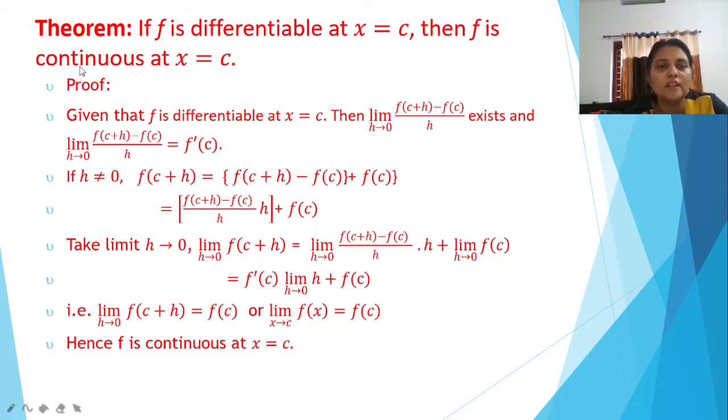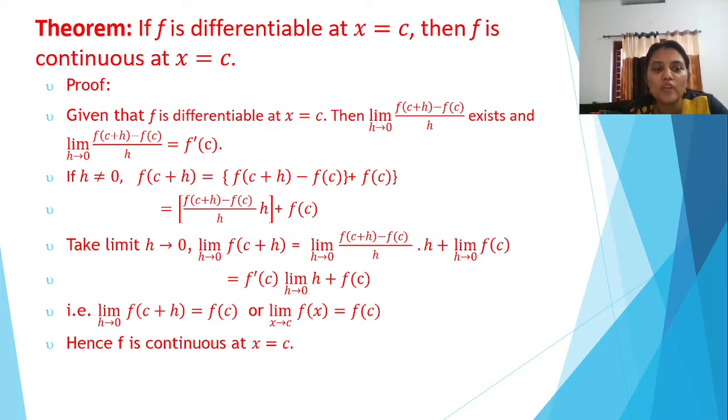Given that f is differentiable at x equal to c, that means the limit definition of differentiation exists, that is, limit h tends to 0 of f of c plus h minus f of c by h exists, and limit h tends to 0 of f of c plus h minus f of c by h is equal to f dash c.